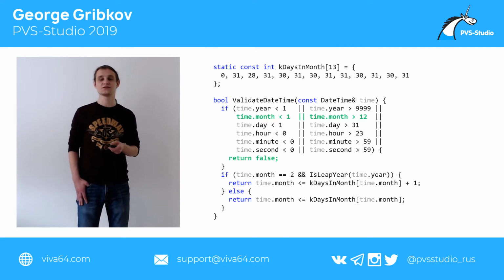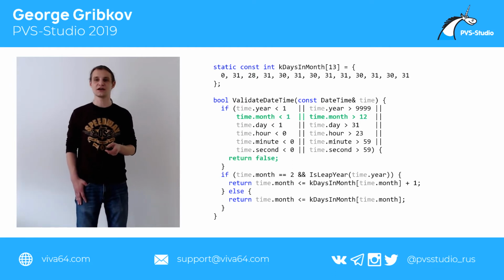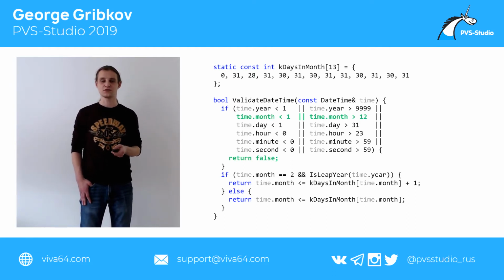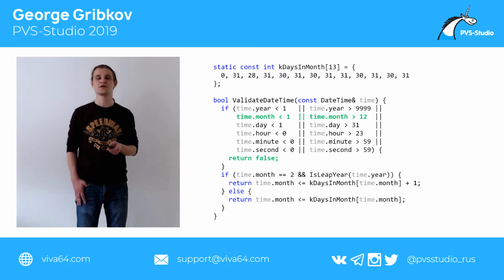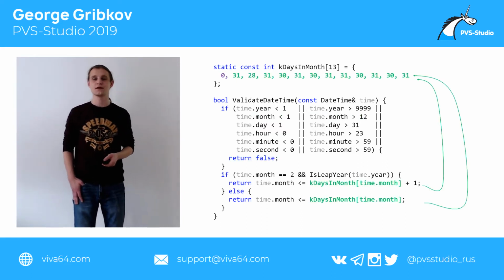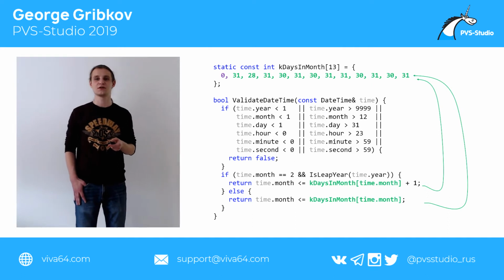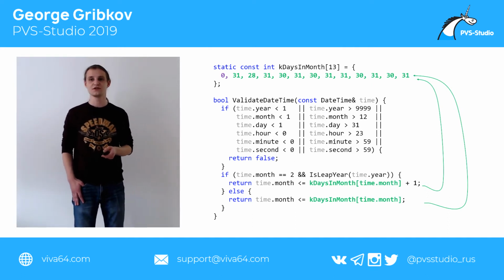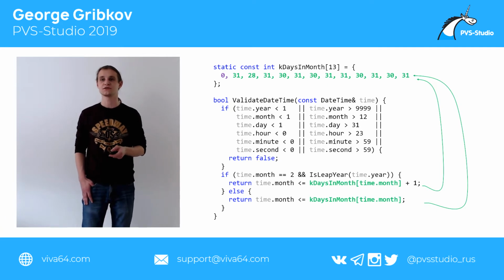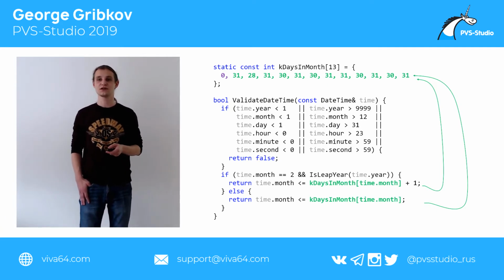How does Dataflow Analysis work in PVS-Studio? At first, the analyzer sees that if the month value lies outside the range from 1 to 12, then the function exits. If the code is executed further, the analyzer knows that time.month is in the range from 1 to 12 inclusively. Further, the analyzer sees that time.month is the index of the array for retrieving the number of days in a month. And since a value with an index of 1 to 12 is retrieved, we discard the null element, it's not taken into account, and the value of 28 to 31 is retrieved.